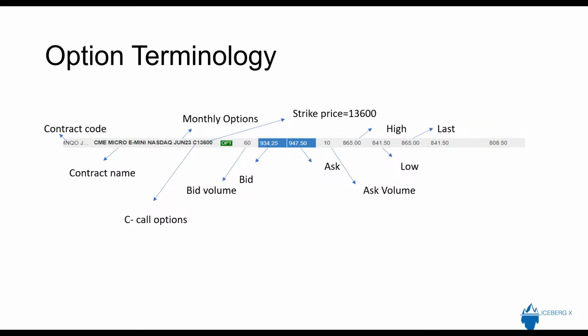Now we have a bid volume, we have the bid and ask column, and also we have the ask volume. And standard market measurements, like we have the high of the day, the low of the day, and also the last traded price. So these are basically how we look at it and how we gauge a particular option value for a particular strike price.